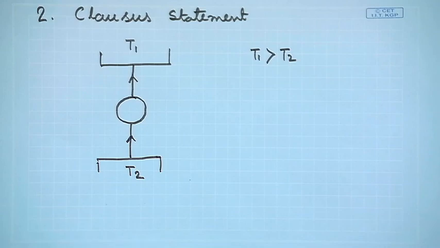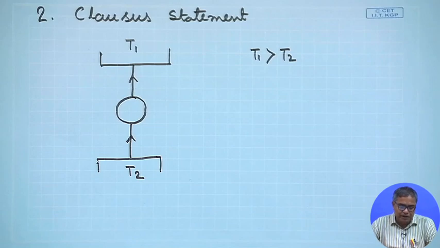But second law of thermodynamics says that it is not possible. That means the continuous flow of thermal energy from a low temperature body to a high temperature body is not possible. Again, I have told that second law gives the direction of processes. So, it is also giving a direction of process.